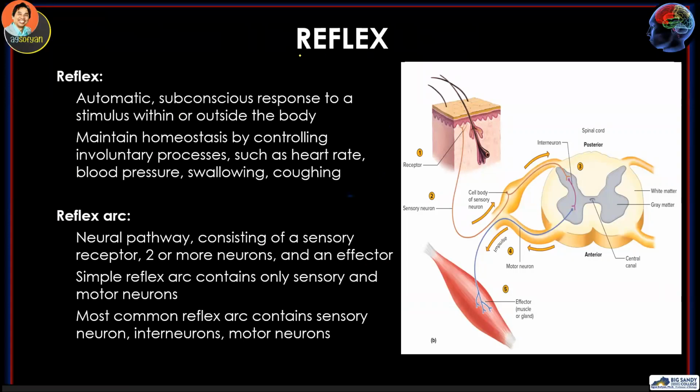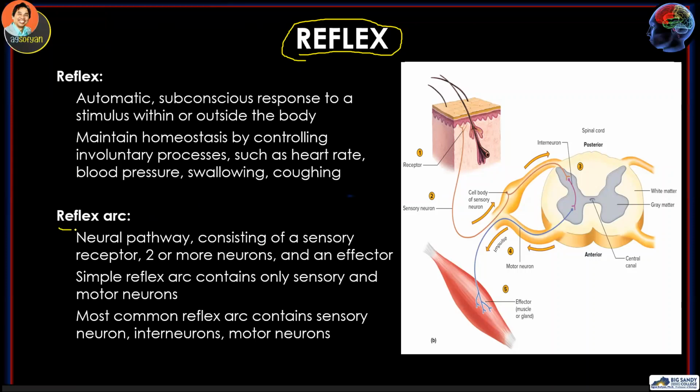Now we're going to discuss a little bit about reflex. I mentioned before, reflex is a very fast action. It will not involve the brain. So all the process will be done by the interneurons in the spinal cord. This reflex will have 5 components.